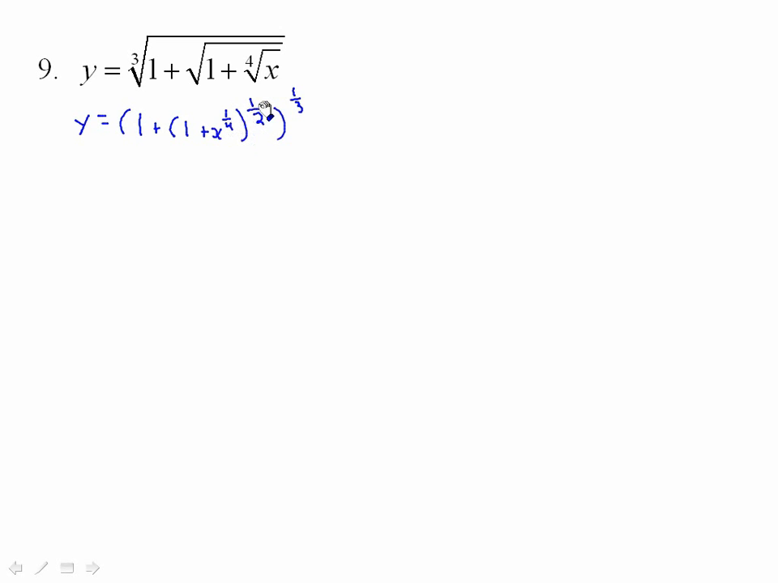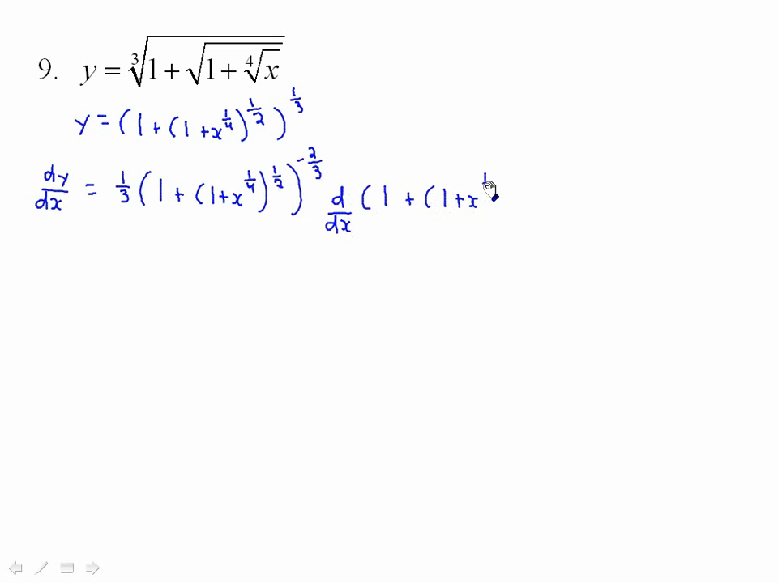So this is a function inside a function inside a function, and I think maybe inside another function. So when we take the derivative of it, we start on the outside and work our way through it. So dy dx is equal to 1/3 times 1 plus bracket 1 plus x to the 1/4 to the 1/2, all of this to the negative 2/3, multiplied by the derivative of that inner, which is 1 plus x to the 1/4, all this to the 1/2. And then with care, work down.